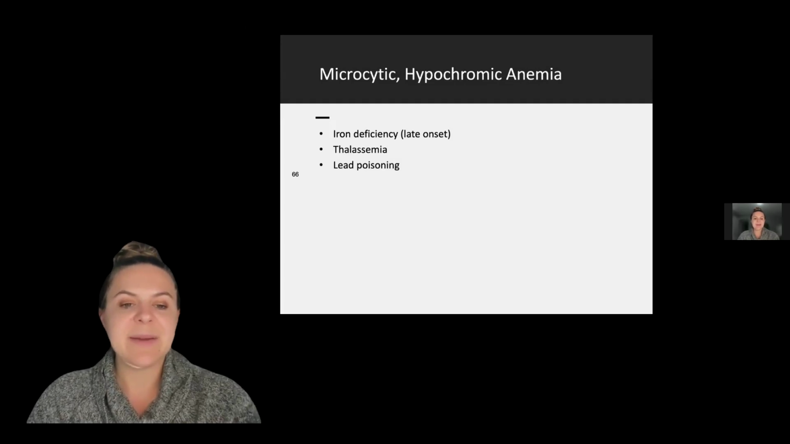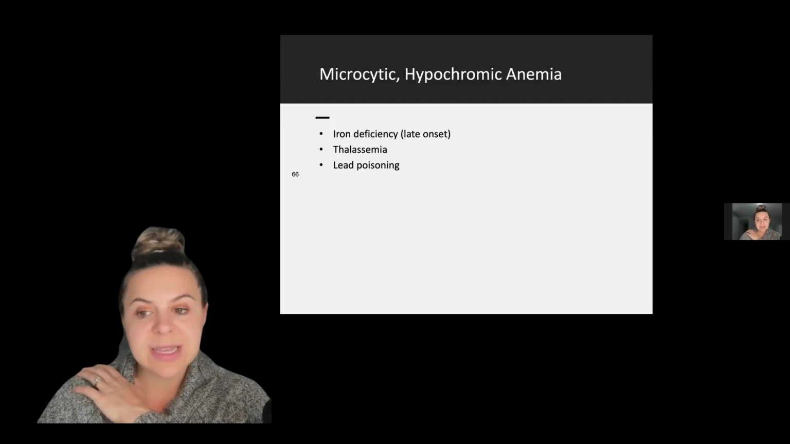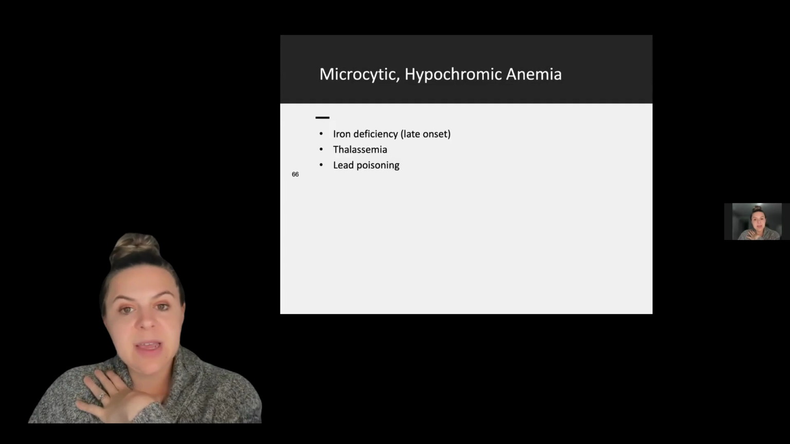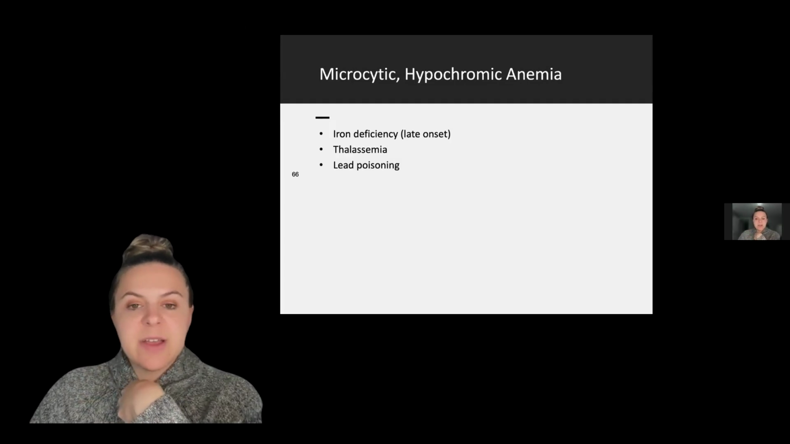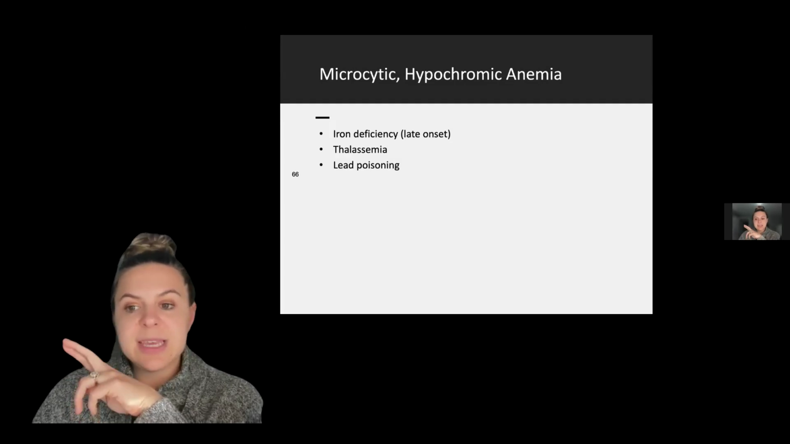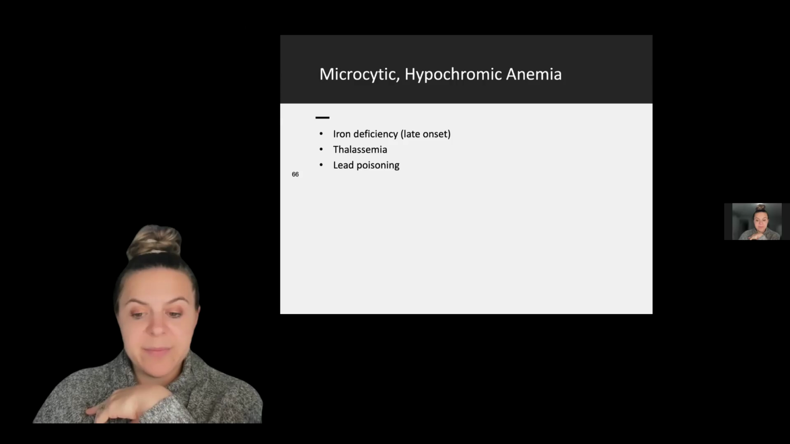A classic example is microcytic hypochromic anemia. This is almost always due to late stage iron deficiency or thalassemia. Lead poisoning can also cause this pattern by interfering with hemoglobin synthesis. In this, both MCH and MCHC are decreased. So cells are both small and pale.